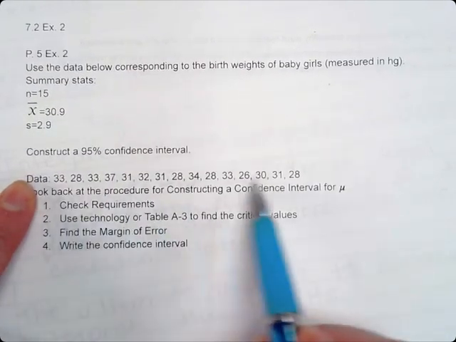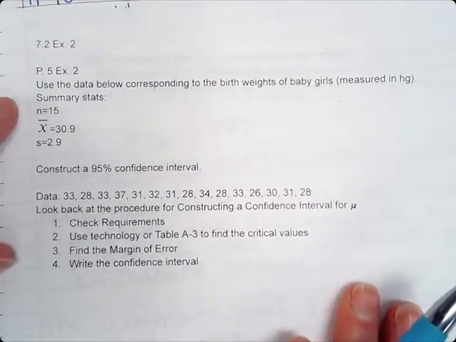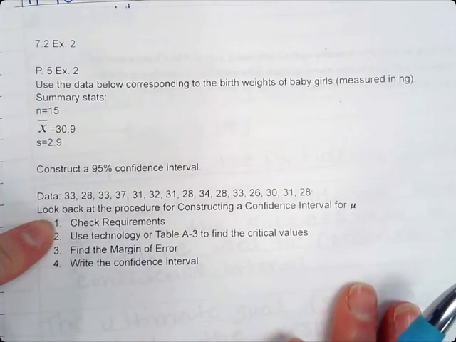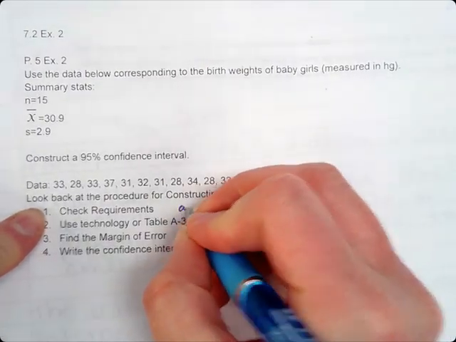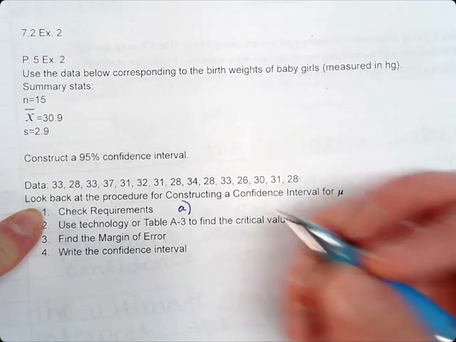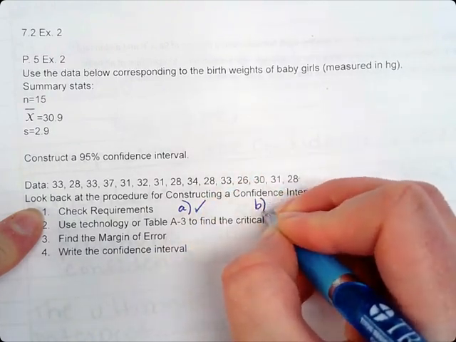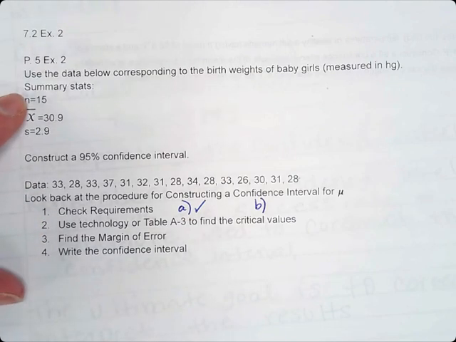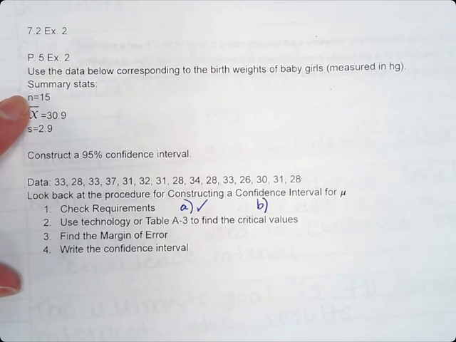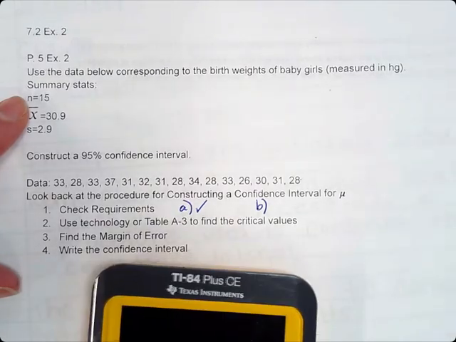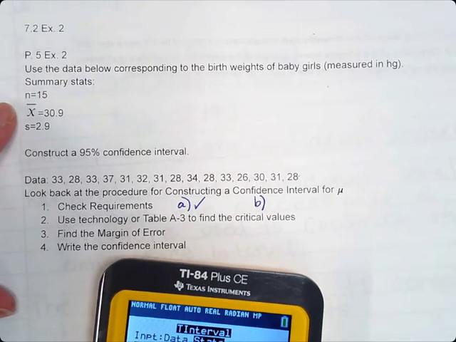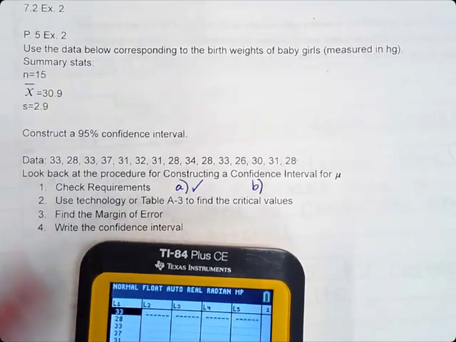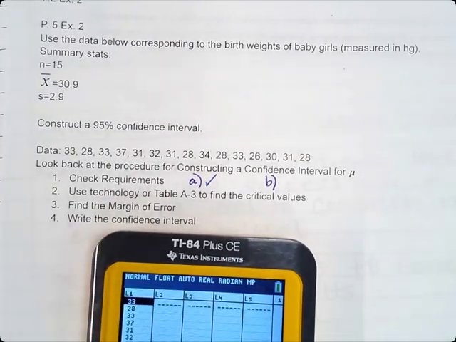So we actually have raw data, but we first need to check our requirements. So number one is it's a simple random sample. So yes. Then B was, is it normal or is N greater than 30? Our N equals 15, so it's not N greater than 30. But there is a way to check and see if our data is normal. So everybody go to stat, and we want to put in our data in L1. Go ahead and do this so that we can check and see if this is a normal distribution.